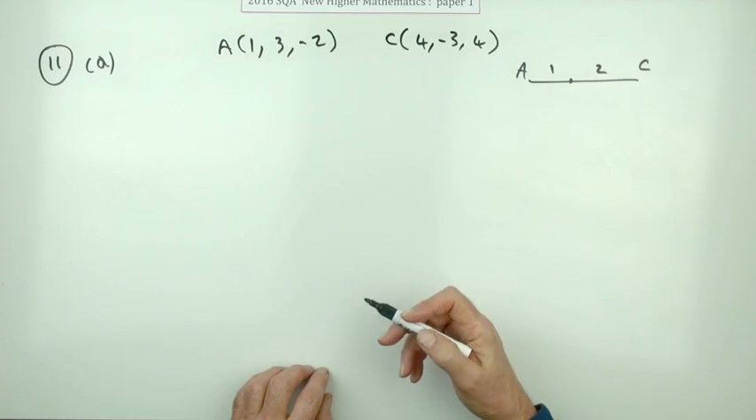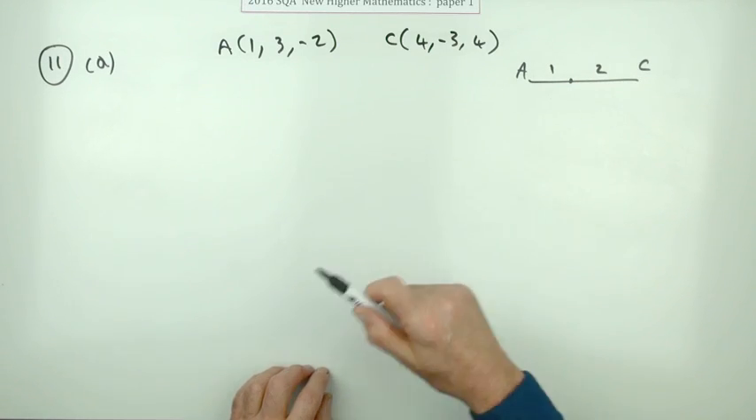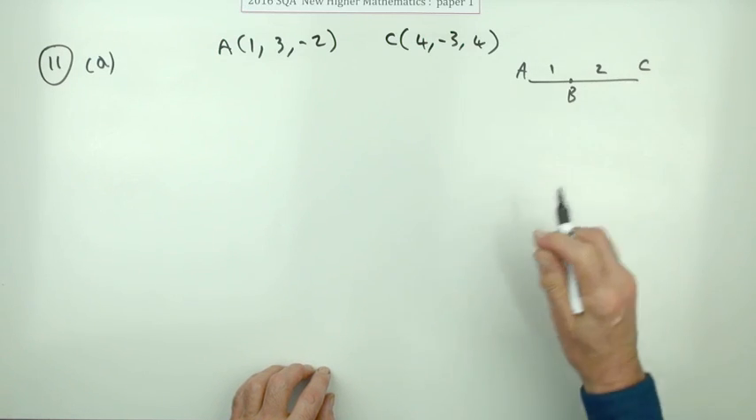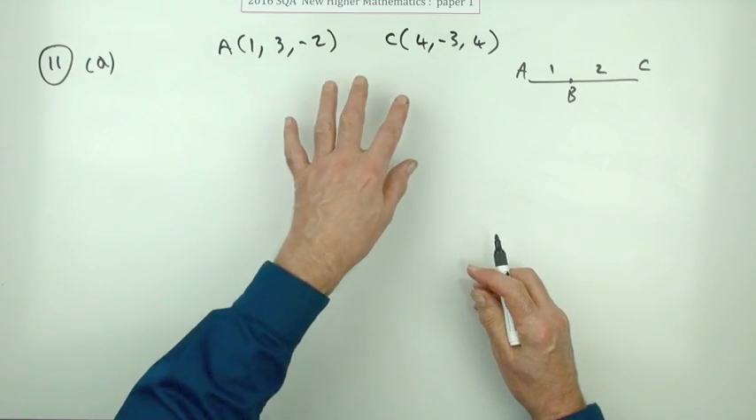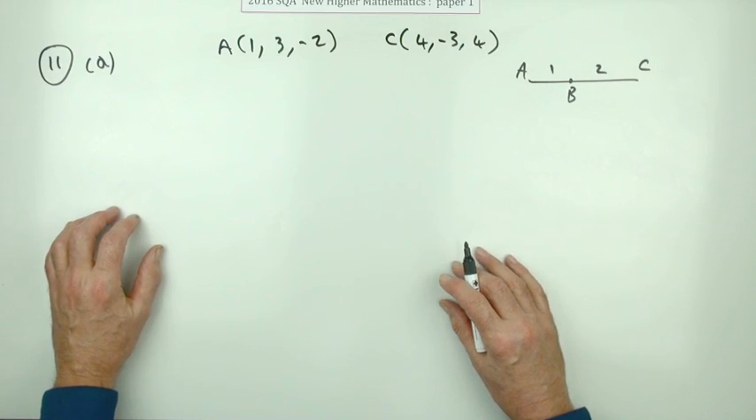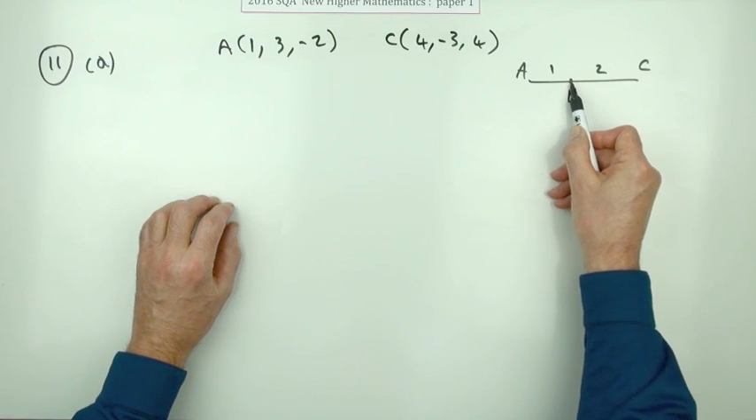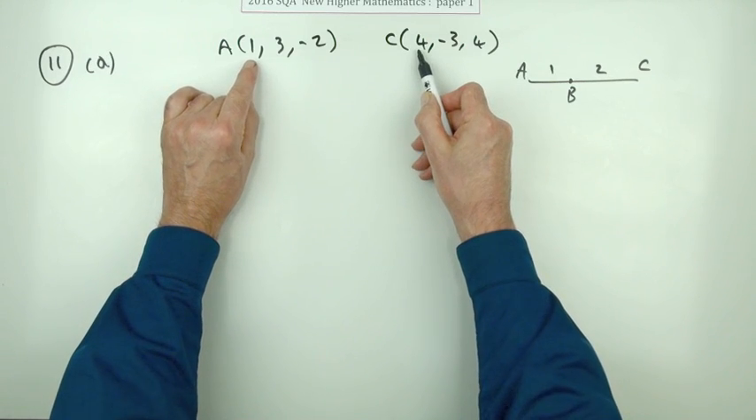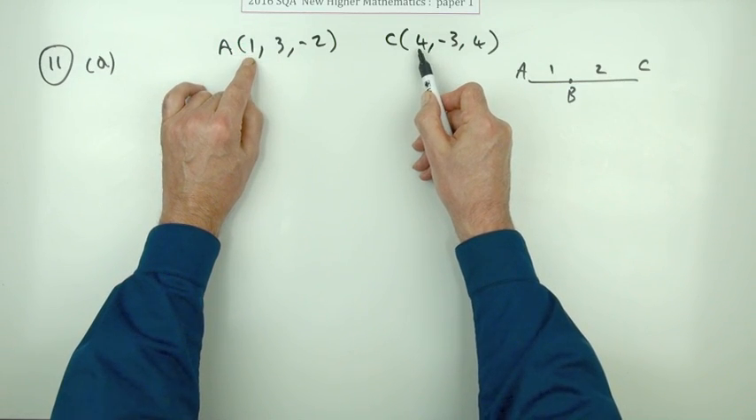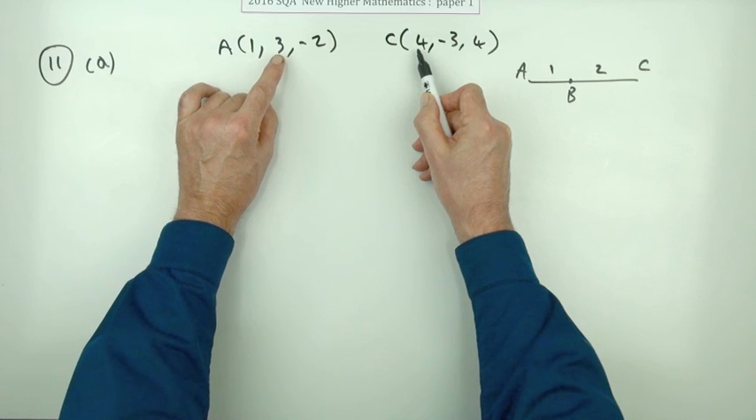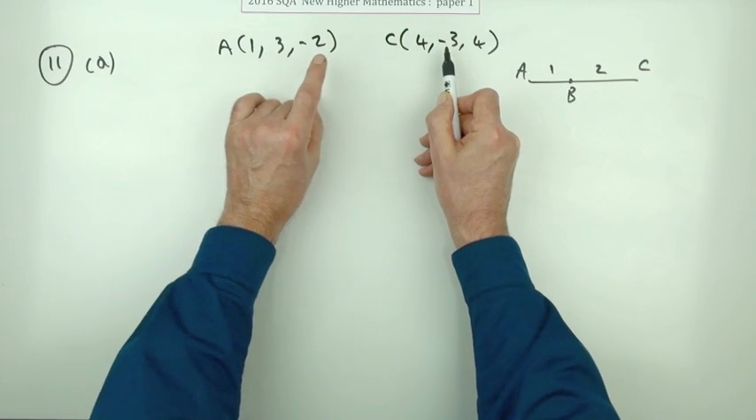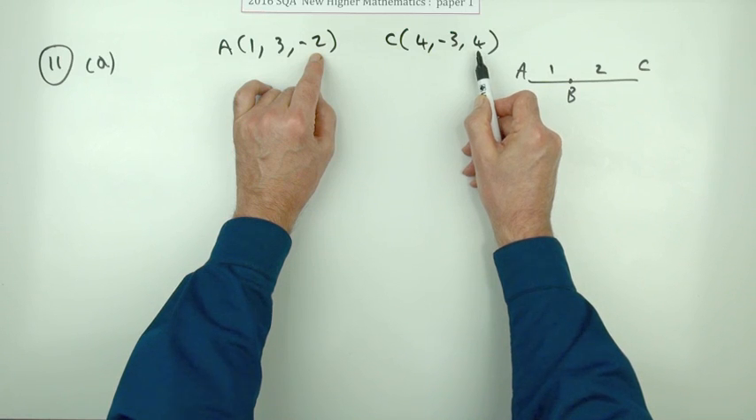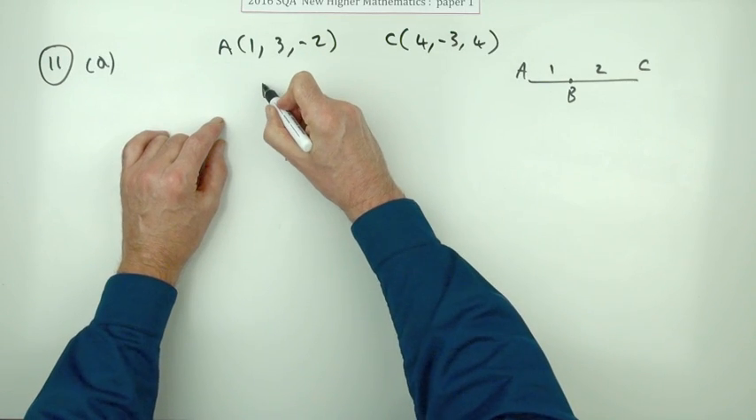And the first part of the marking scheme says you'll get 1 mark for realising that this point B is 1 out of the 3, is 1/3 of the way along. And the second mark is simply for stating these coordinates, which you could do just by saying B is 1/3 of the way along. So the x coordinate will be 1/3 of the way from 1 to 4. The y coordinate will be 1/3 of the way from 3 to -3. The z coordinate will be 1/3 of the way from -2 to 4. So you could just state straight away.